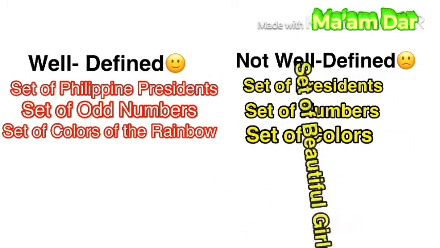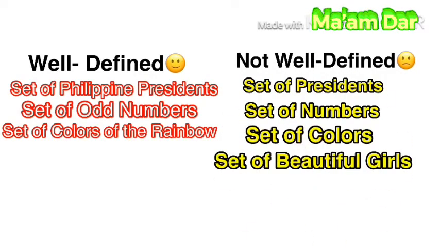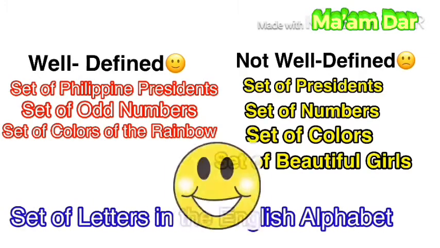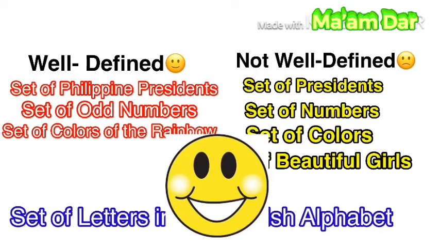It is not well-defined because the word beautiful is very subjective. What's beautiful for me may not be beautiful for you. Smile if it is well-defined and make a sad face if it is not. Number 1, the set of letters in the English alphabet. Smile. Kabalo ta kinsa ang mga letters sa English alphabet.